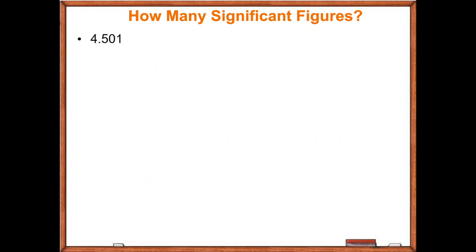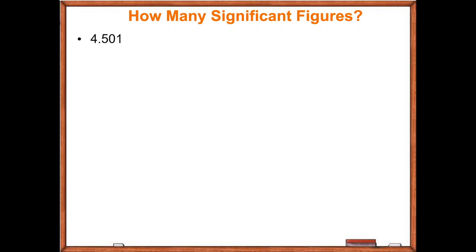Okay, so this next problem just wants us to determine how many sig figs are in each number. We'll walk through these together. The first one, we have 4.501. I'll give you a second to think about those. Try to grab a pen and paper and write down how many sig figs you think each number has. That'll give you an idea whether you're correct or not.